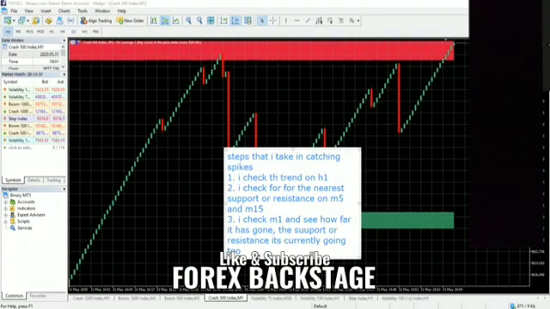So if all these are in place, I'll make a decision on if I'm going to sell or if I'm going to take my position.